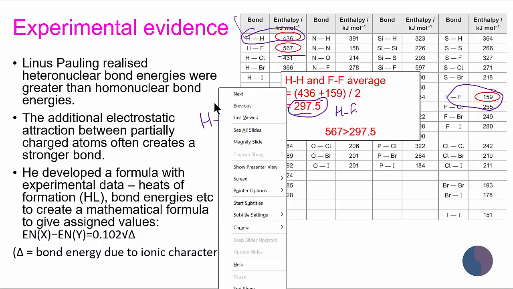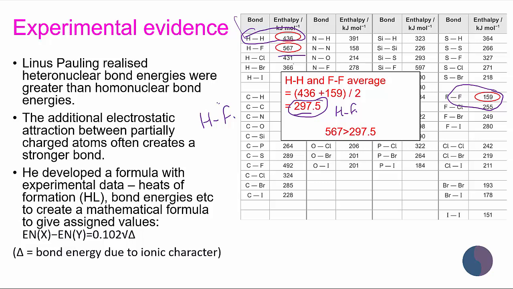And so the idea was that in this bond, there is one of these atoms pulling electrons to itself, creating some polarity. And so one of them is more positive, one of them is more negative, and that causes an extra attraction and strength between the two. And so we did lots of experiments and used experimental data, which you will actually do yourself when you do the energetics topic. So heats of formation, bond energies, and a few other types of enthalpy values.